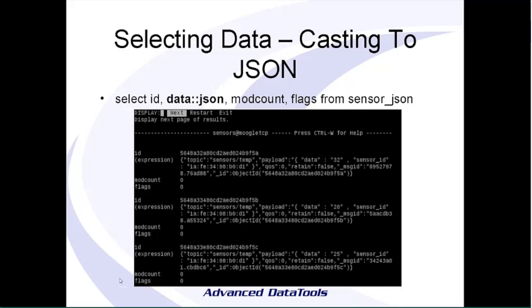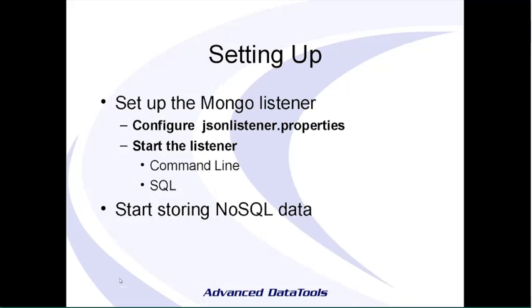First thing you want to do is set up the Mongo listener. There's a file in the Informix dir/etc called JSON listener properties. If you go in there, there's an example file that has all the flags. All you have to do is configure it. There's only 3 or 4 things you need to configure. I'll show you in just a moment. And then you start the listener. You can either do this by the command line, it's a small Java application, or you can do it through SQL, through the sysadmin database. And then you're ready to go to start storing data.